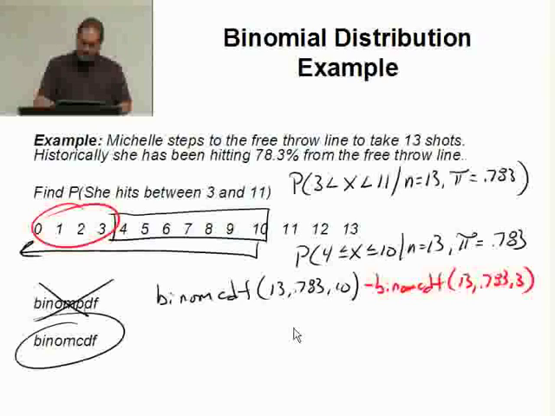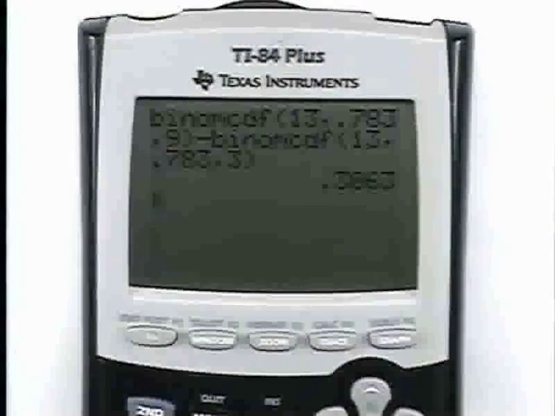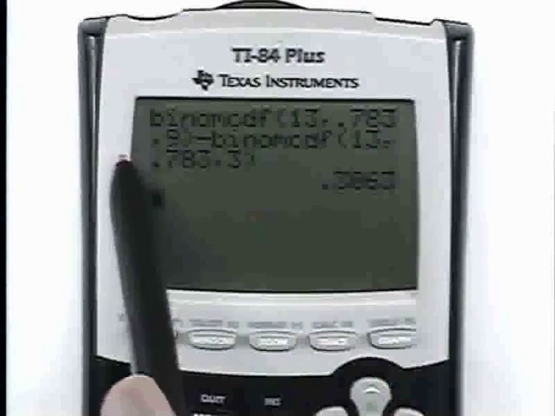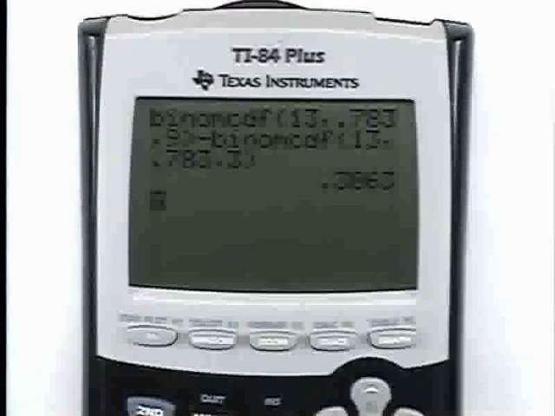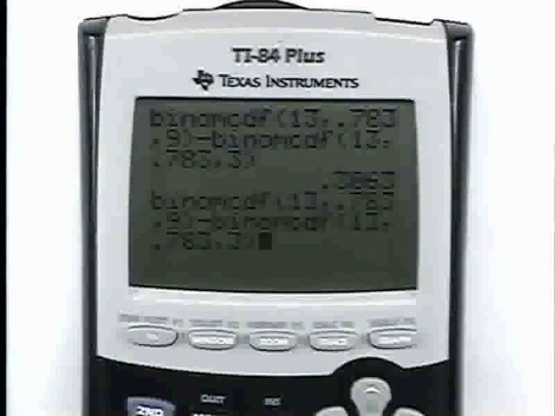Okay, go ahead and do that in the calculator. Yeah, let's go ahead and step over and do it real quick. Okay, this is my last command. You notice it was binom CDF of 9 minus binom CDF of 3. Well, because I'm going to use the same sort of thing again, I can hit second and then enter, and it brings up that last command.